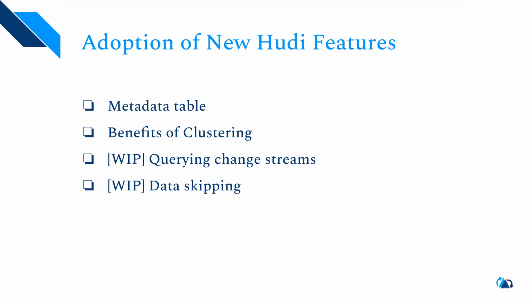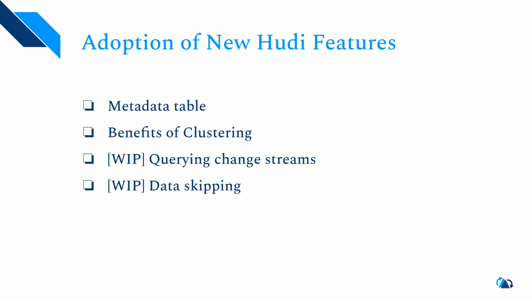I think the new Hudi features, I've already mentioned these. So the metadata table, it's just a session property through which you can enable metadata based file listing. Then you can already see the benefits of clustering. If your Hudi table is clustered, you can go ahead and read that using the Presto or Trino connectors. Querying change streams and data skipping integration, those are two things which are in progress.